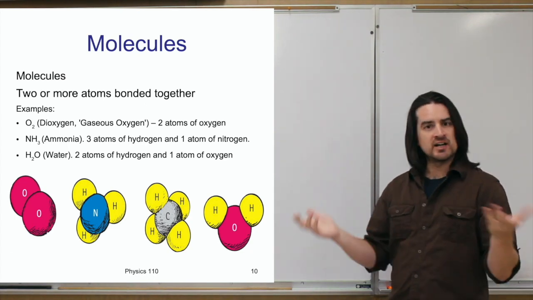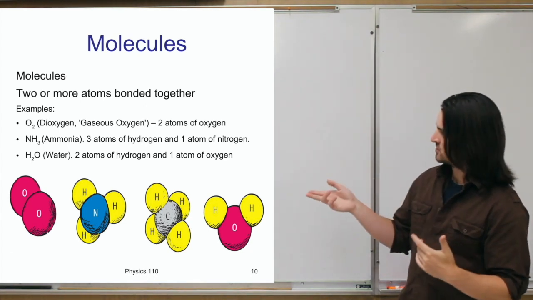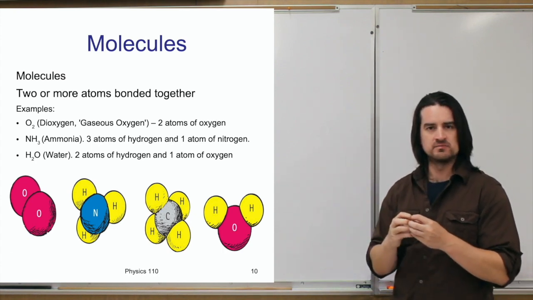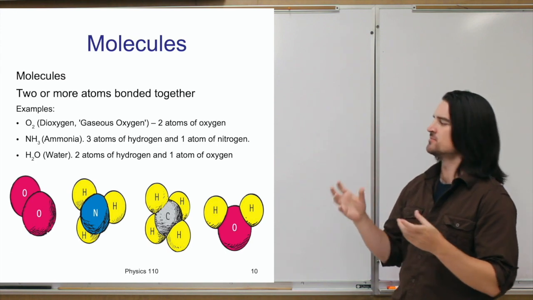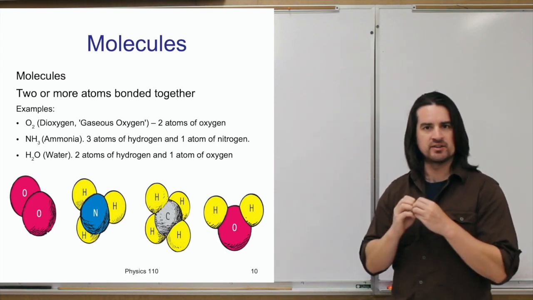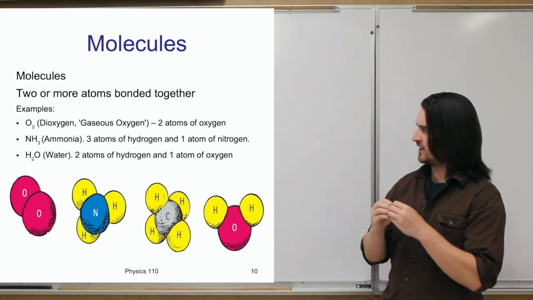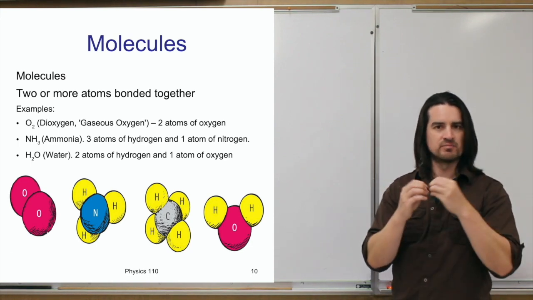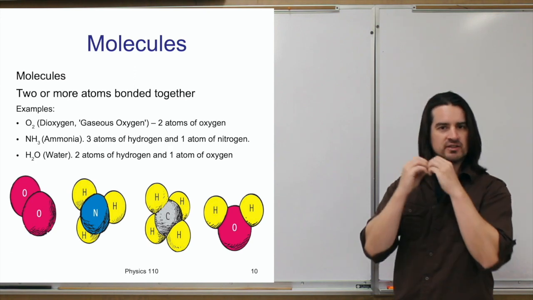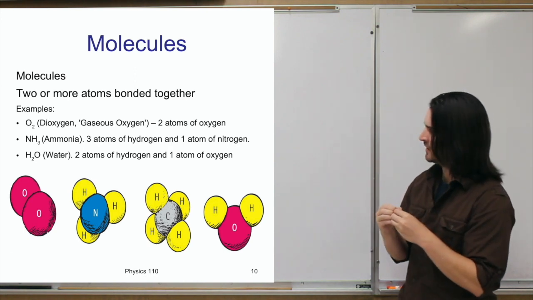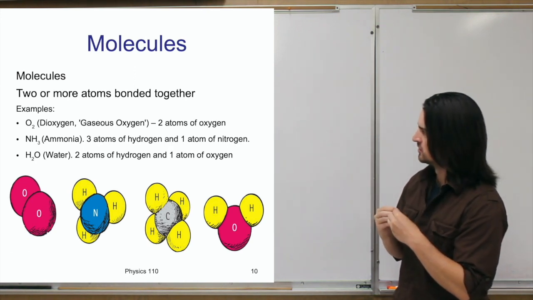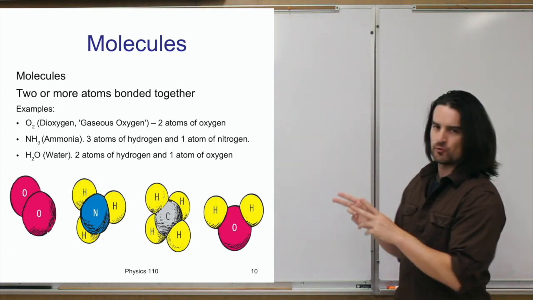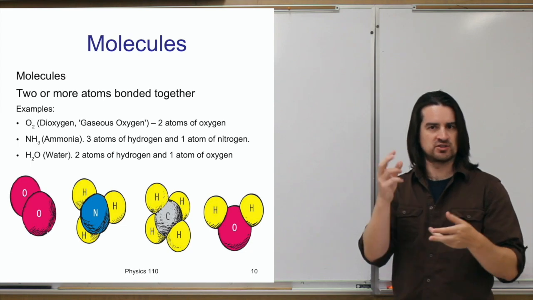And they don't need to be different kinds of atoms. For instance, if you have two oxygen atoms and they bind together, then we have O2, and that's a molecule. Two of the same kind of atom, but it's two or more atoms together, so we have a molecule. This is called dioxygen, or sometimes gaseous oxygen. This is the standard form of oxygen that's actually in the atmosphere. It's not just single oxygen, it's O2.